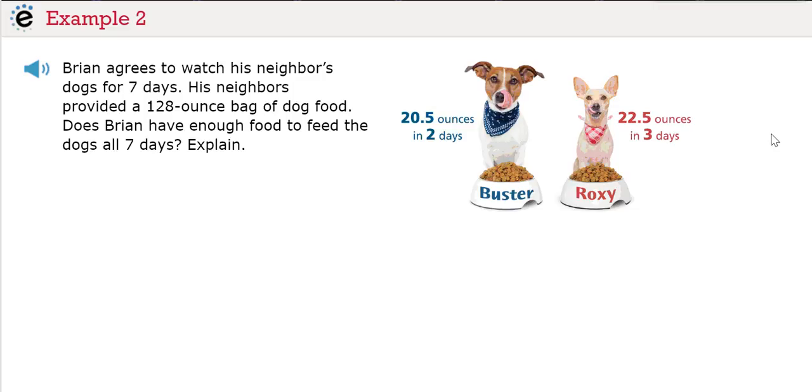Alright, this is topic 2.1, looking at example 2. We want to walk our way through this problem. It says Brian agrees to watch his neighbor's dog for 7 days. His neighbor provides a 128-ounce bag of dog food. Does Brian have enough food to feed the dogs all 7 days?